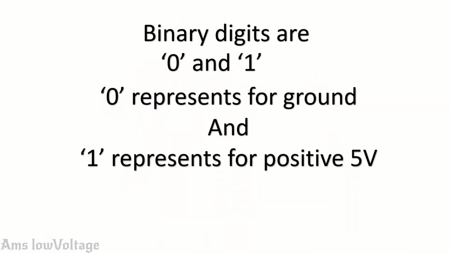So binary digits are 0 and 1. 0 represents ground and 1 represents positive 5 volts. In some cases 1 represents 3.3 volts.